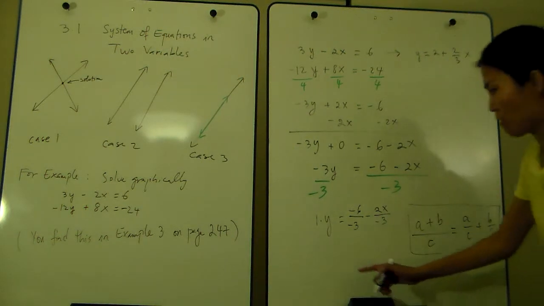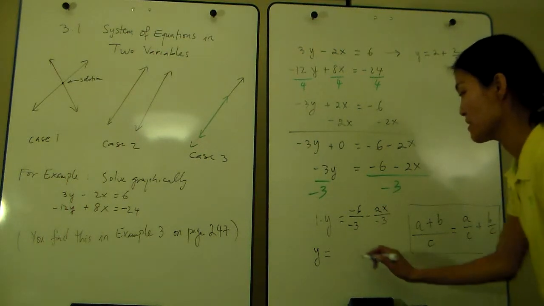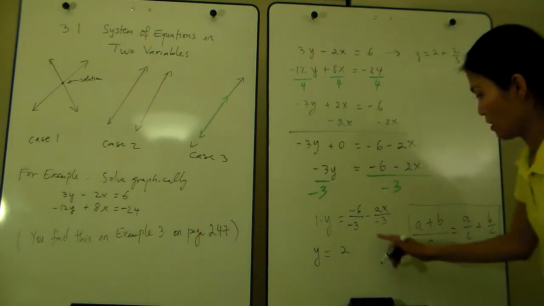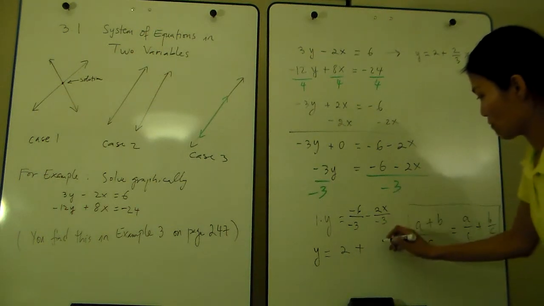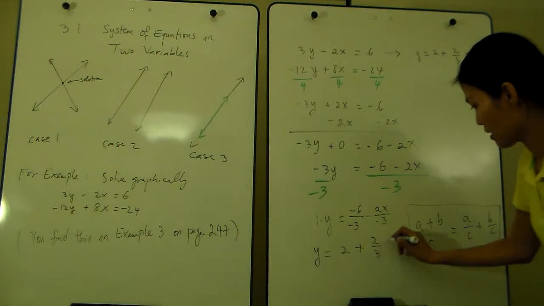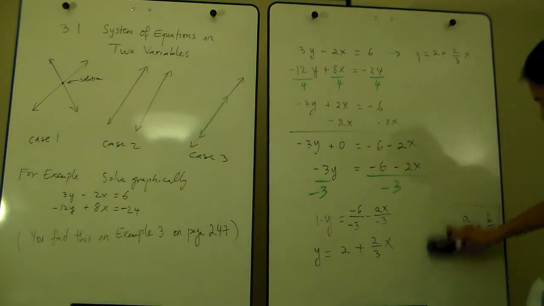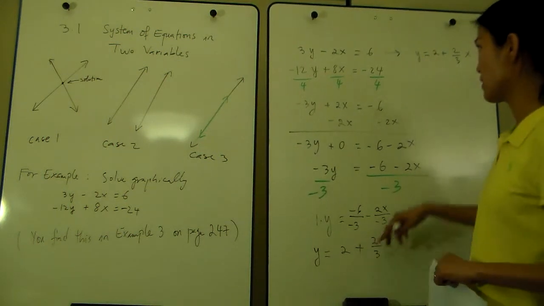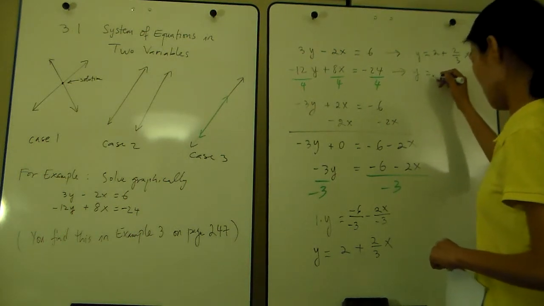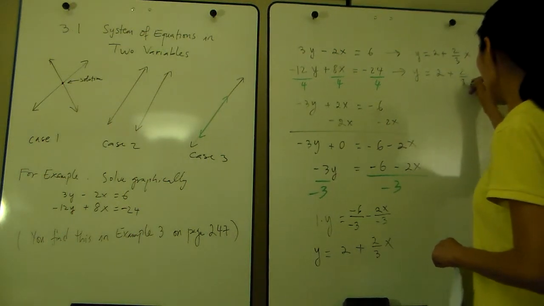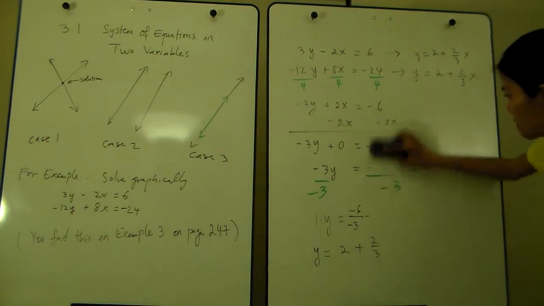Okay. Simplify 1 times y is y. Negative 6 divided by negative 3 is positive 2. Negative divided by negative is positive. So we have 2 divided by 3x. Okay? So this second equation can be simplified to this equation, which is y equal to 2 plus 2/3 x. Okay? Let me make space.